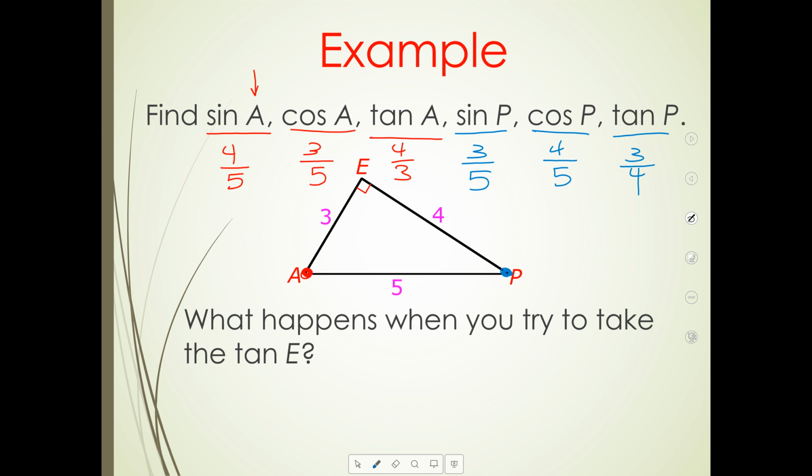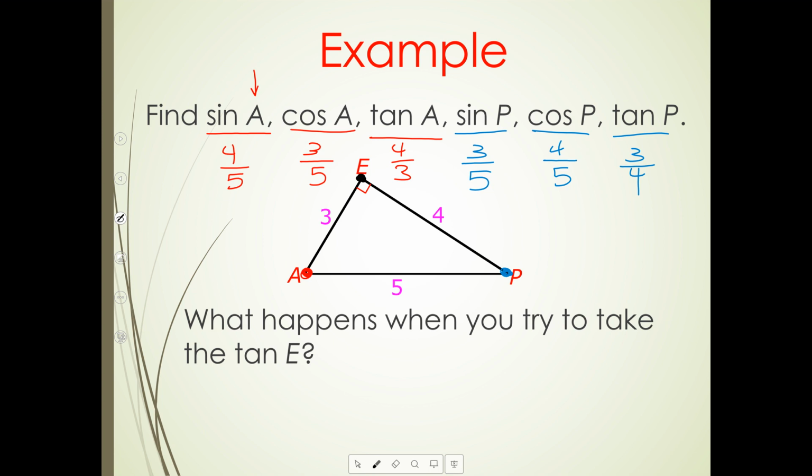Okay, so then Zach asked a very good question. What happens if we're working with the angle E? The sine of E is not bad. Opposite over hypotenuse. Opposite side is 5. The hypotenuse is 5. That's equal to 1. The cosine creates a problem because which one is adjacent? Is it 3 or 4?